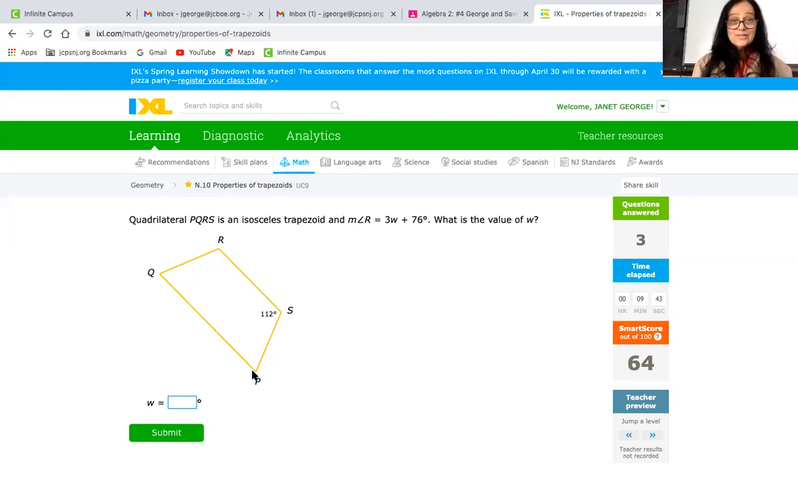If it's an isosceles trapezoid, that means the measure of angle R should equal the measure of angle S. Okay, and so angle R should equal 112 degrees. So 112 degrees should equal what was given already for the measure of angle R. It was given that it is 3W plus 76.